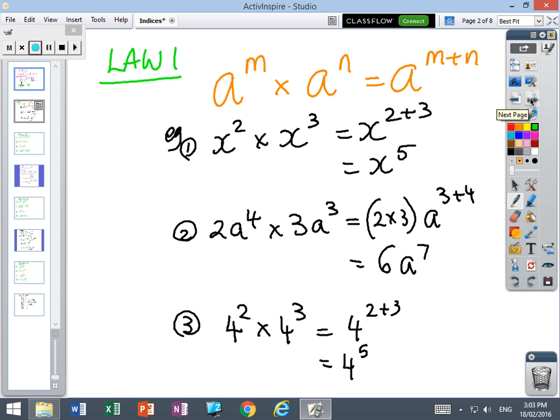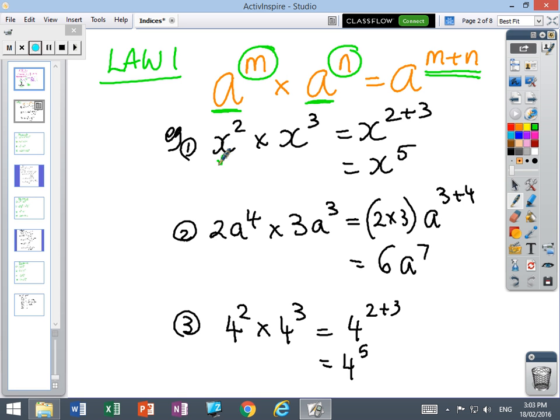Okay, we're looking at three laws of indices, and the first law is about multiplying. If I've got a base a and the same base a, and you'll see in examples what that means, with one power and a second power, we just add the powers. We don't multiply the powers, we add. So if I've got x cubed times x to the 3, I've got x to the 5.